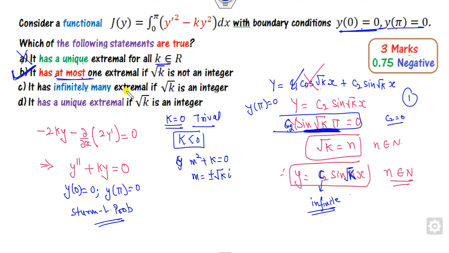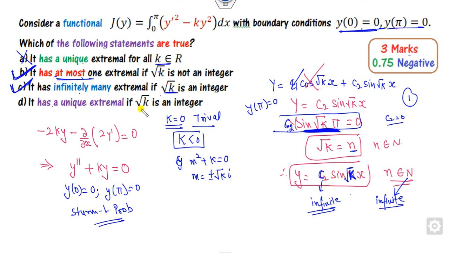"It has infinitely many solutions if root k is an integer." If this is an integer, that is a natural number, and since there are infinitely many natural numbers, for each value of n you will have a new solution. So there are infinitely many solutions.